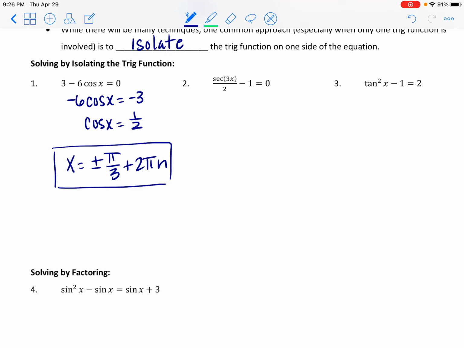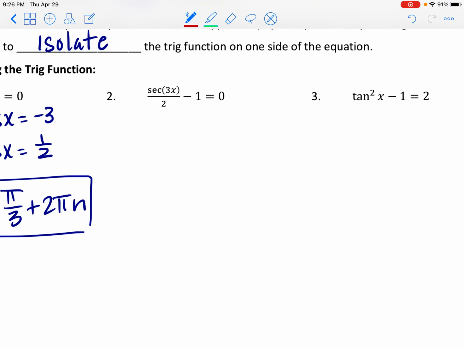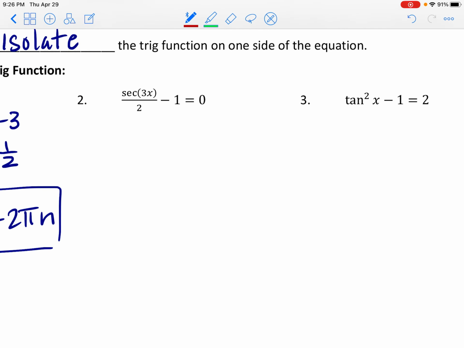It's a lot. More than a lot, it's infinitely many. Okay, let's try that process again. Let's try to isolate the secant of 3x here. So the first thing I would do is add 1 to both sides. Then our secant of 3x divided by 2 is going to equal 1. And then to get rid of the divide by 2, I'm going to multiply both sides by 2, so that the secant of 3x is going to be equal to 2.